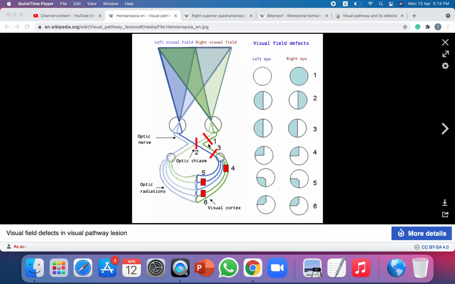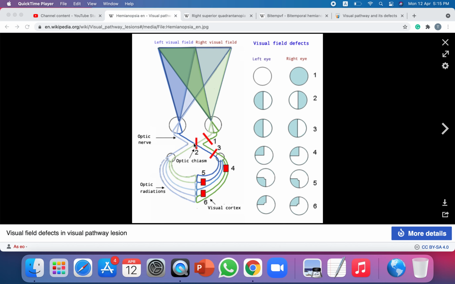So when, due to any reason, such as raised intracranial pressure or some tumor or surgery, there is a loss of the optic nerve of the right eye, the right eye will be completely blind, because the temporal fiber and nasal fiber are both damaged. The right eye will be completely blind, but the left eye will be normal, because the visual pathway of the left side is intact. Now what happens when the central part of the optic chiasma is damaged?